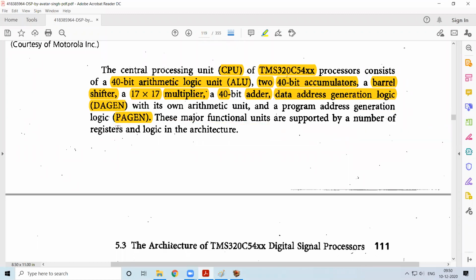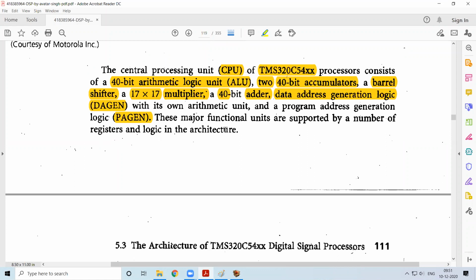Please remember these short forms because they will come up in many of the diagrams, and in short they'll be using these terms: data address generation, program address generation, ALU, CPU. The others are familiar to you because you have already utilized those things. But DAGen, PAGen, PAB, or DAB are all new, so please make a note of these things and then go ahead.